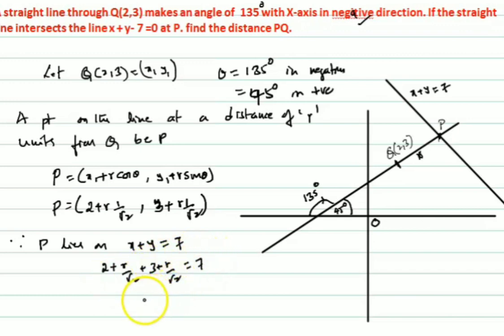If you send r by root 2 to that side, it says 2 times 2r by root 2 is 7 minus 5, which is 2. The 2 gets cancelled. This implies r, which is nothing but pq, is root 2 units. So the distance between p and q is root 2 units. This is an important problem in case of intermediate.